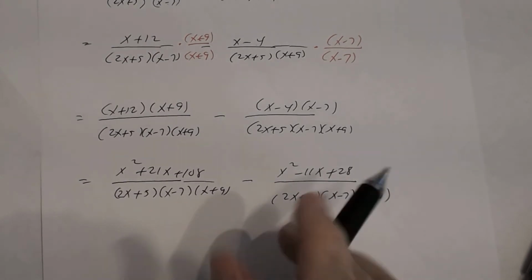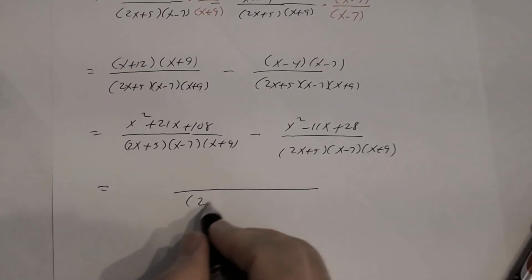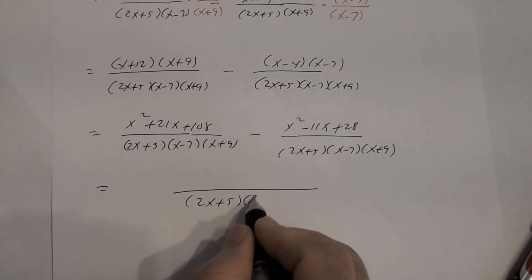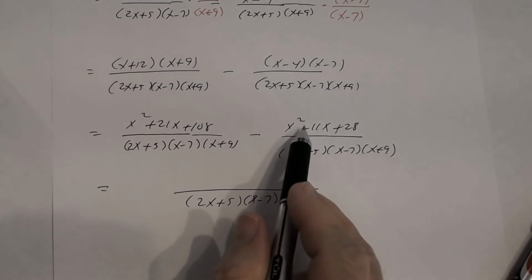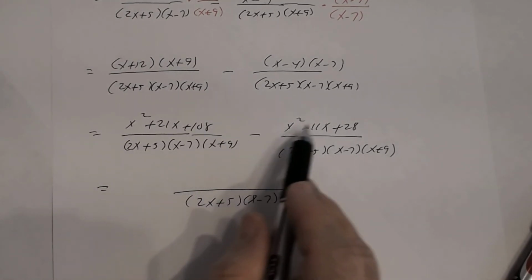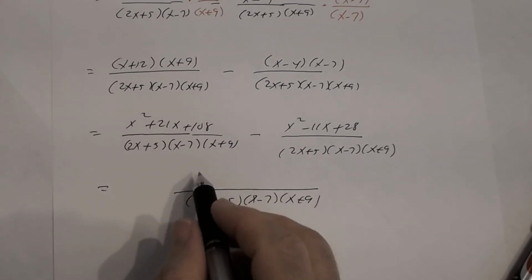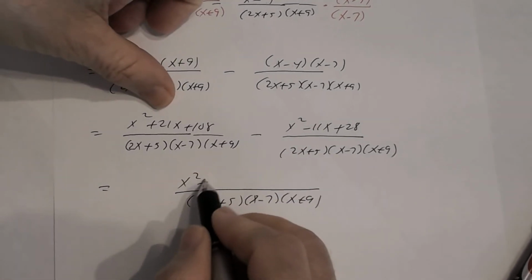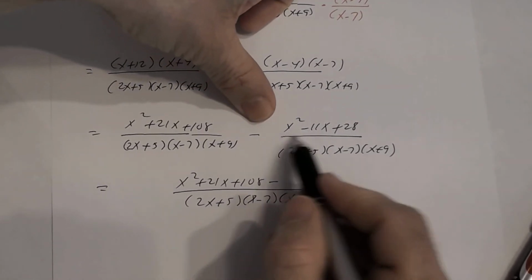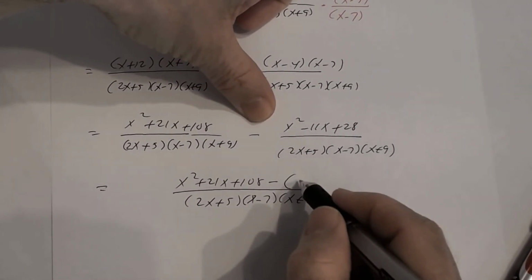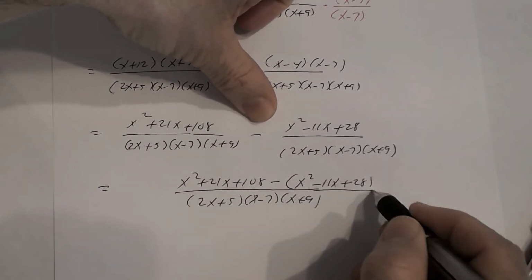Now I'm going to write this as one rational expression. So I'm going to get 2x plus 5, x minus 7, x plus 9 in the denominator. And we're subtracting those, so put those two numerators here. So I get x squared plus 21x plus 108. You're subtracting this polynomial, so you have to put it in parentheses: x squared minus 11x plus 28.